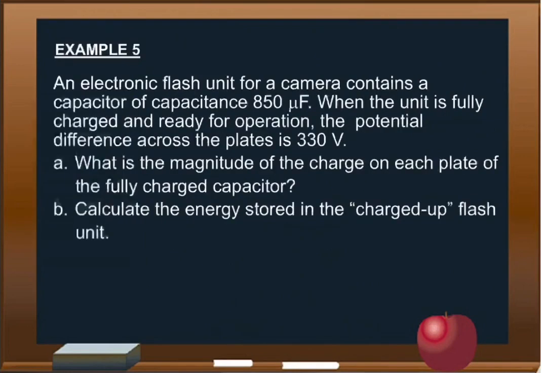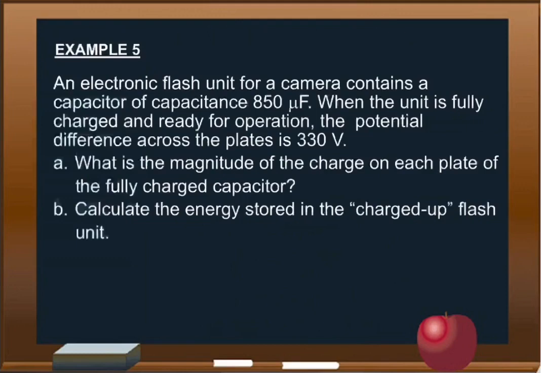Let's look at example 5. An electronic flash unit for a camera contains a capacitor of capacitance 850 microfarad. When the unit is fully charged and ready for operation, the potential difference across the plates is 330 volts. So A, what is the magnitude of the charge on each plate of the fully charged capacitor? And B is asking us to find the energy stored in the charged flash unit.